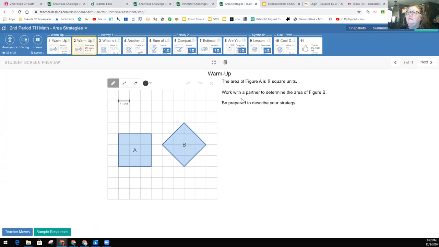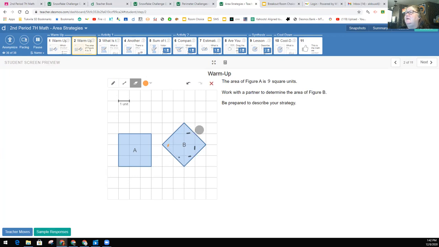First they tried on their own, and then they worked in a breakout room to determine the area of figure B. And there were quite a few different ways. Some people broke this up into, again, similar to what we were just talking about. They found a square in the middle. And then they knew that that meant that this triangle and this triangle made another square, and this triangle could go together. And they found the area that way.